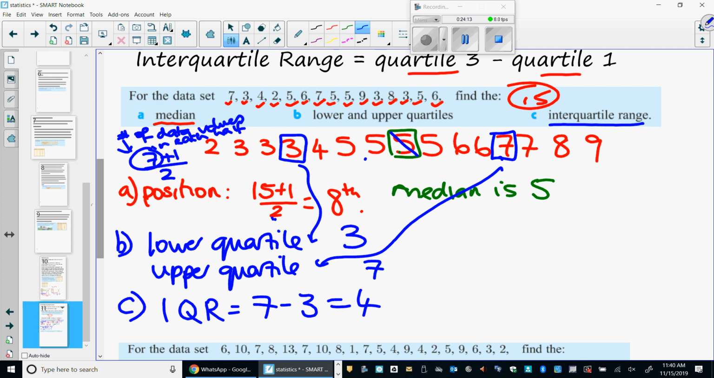Oh, so we don't have to draw a graph for this? No, and that's the thing. Sometimes I'll just give you data and ask you to work this stuff out. If you've drawn the cumulative frequency graph, it's actually way easier.